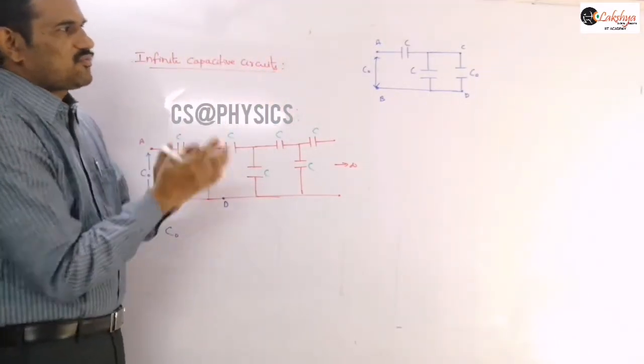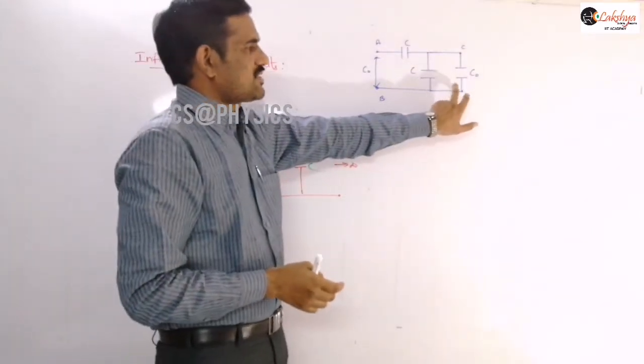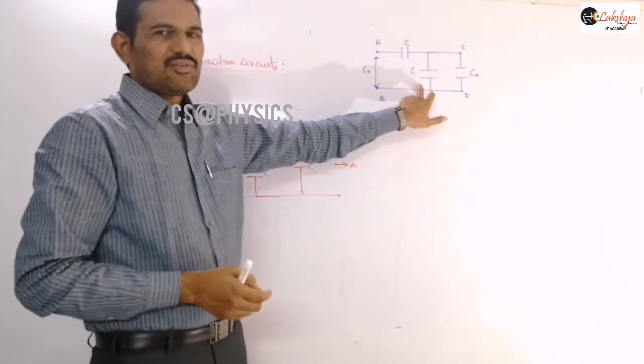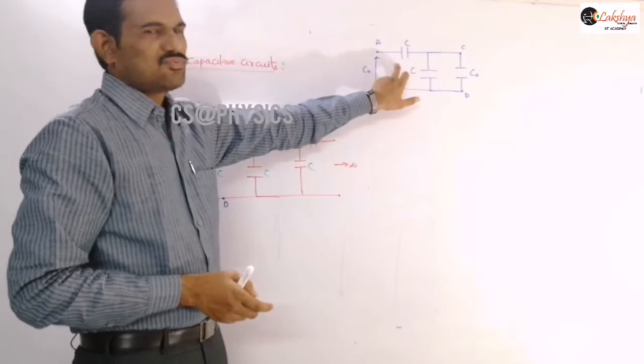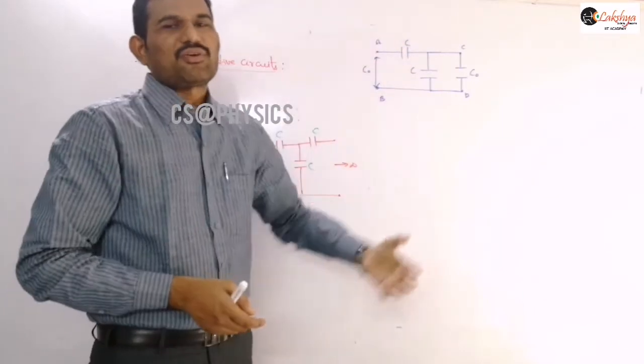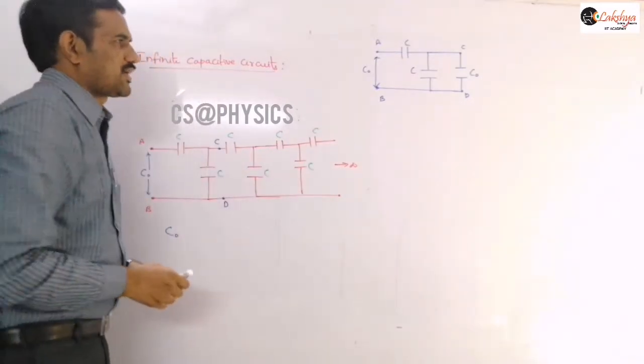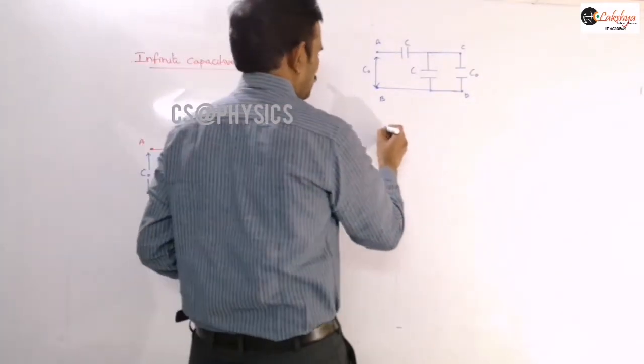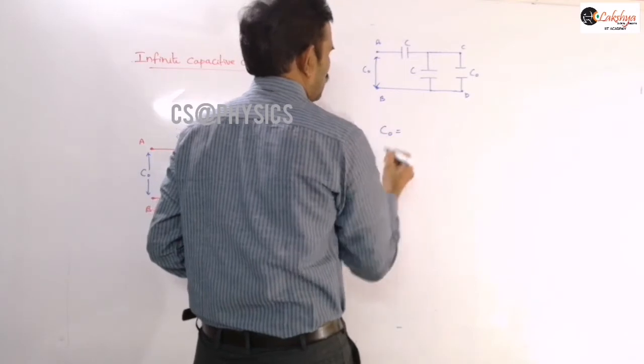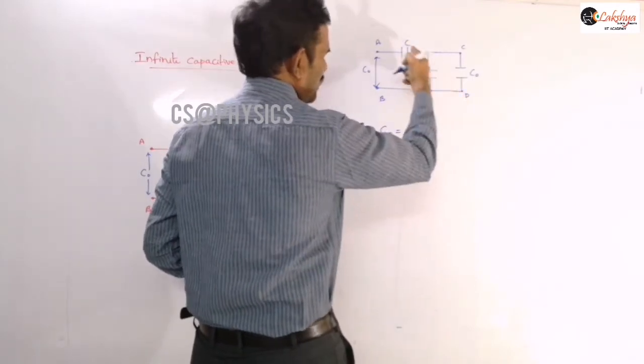Now we need to simplify just that circuit. So that means this C naught is in parallel with this C, and that is in series with this C, and so the total effective capacitance should be equal to C naught only, right? And so I can write this as C naught is equal to: these two are in parallel and that is in series with that.